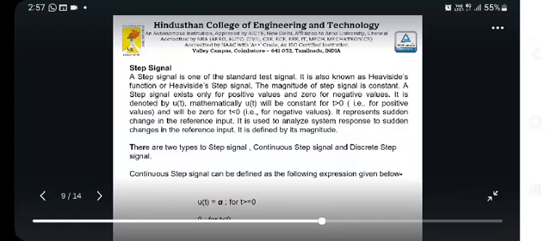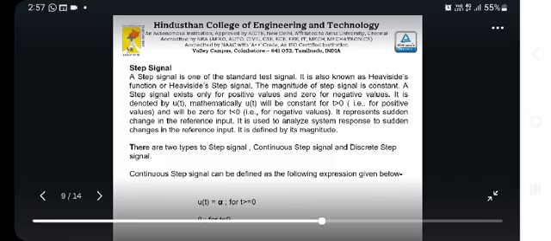A step signal is one of the standard test signals. It is also known as the Heaviside function. The magnitude of a step signal is a constant. A step signal exists only for positive values and is 0 for negative values. It is denoted by u of t. Mathematically, u of t will be constant for t greater than or equal to 0, that is for positive values, and will be 0 for t less than 0, that is for negative values.